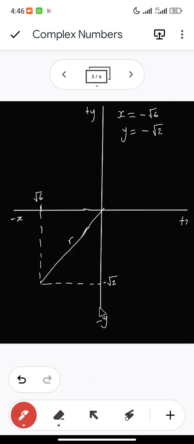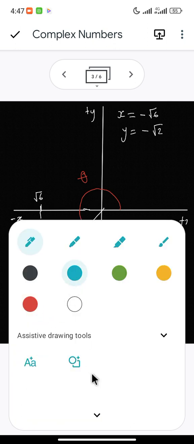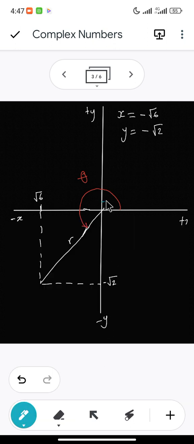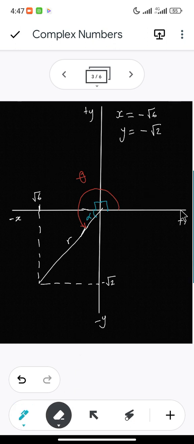As we said at the beginning of the video, your arguments always start from the positive x and move until you get to r. We're going to start from this point and move until we get to our r. So this is our argument theta. Now we're going to apply the same principle we said. We know that this is 90 degrees, this is 90 degrees, straight line 180. But we don't know what this little part is. So we're going to call this alpha, and we're going to try to solve for alpha.